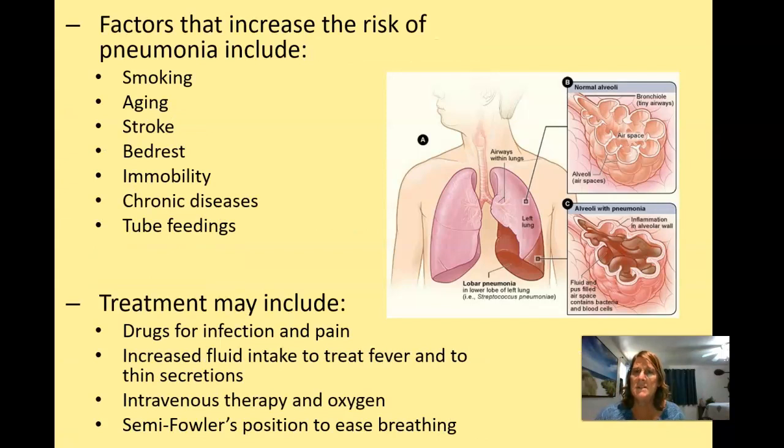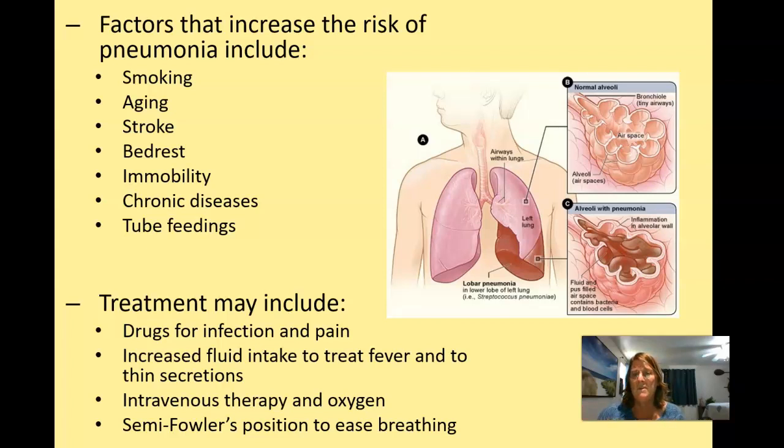Now, factors that increase the risk of pneumonia: smoking. If you're a smoker, it's going to increase your risk. Aging, as we get older, we already said that's an issue. If you've had a stroke, because a person who's had a stroke, if they have any residual weakness, they don't take quite as deep a breath. If they're on bed rest, when you're not moving, you are not breathing as deep as when you move around. Immobility, chronic diseases, and people with tube feedings are more prone, because we said with tube feedings, things can regurgitate back up that stomach, up that tube, and then they can aspirate on it.